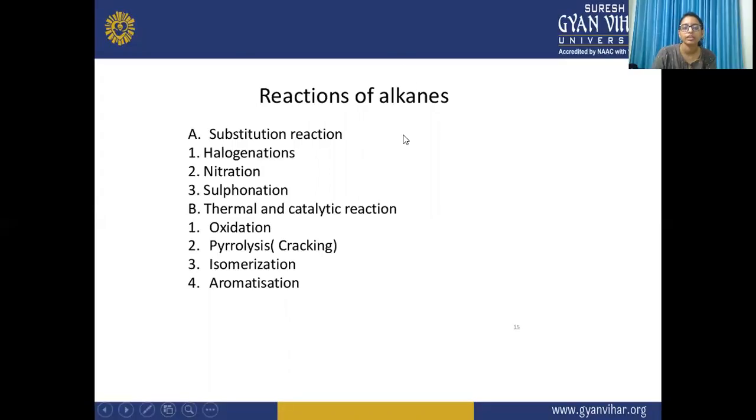So the reactions of alkane mainly involve two types of reactions, that is your substitution reaction and your thermal and catalytic reaction. In your substitution reaction, there will be three types of reaction, and in your thermal and catalytic reaction, there will be four types.